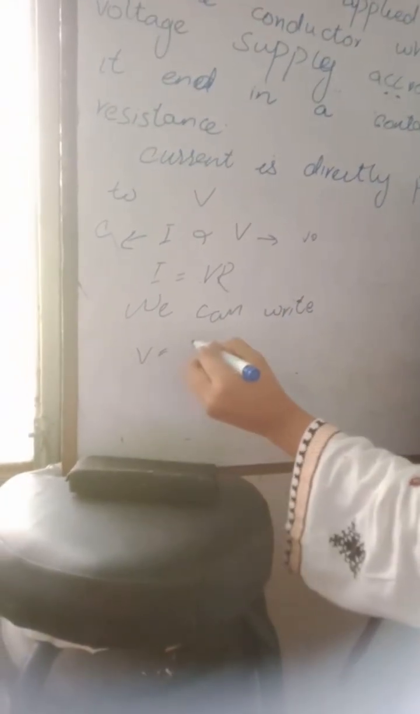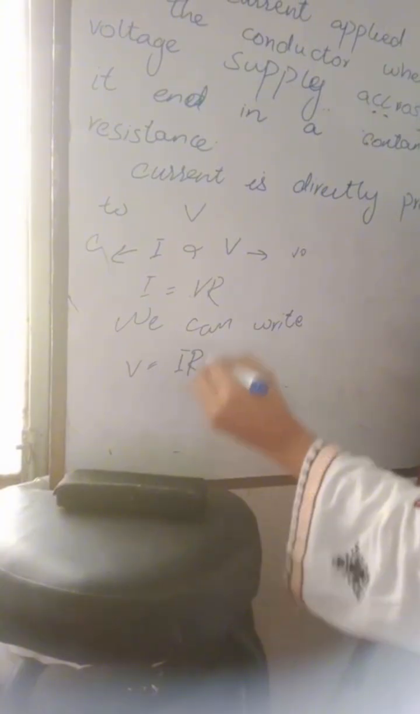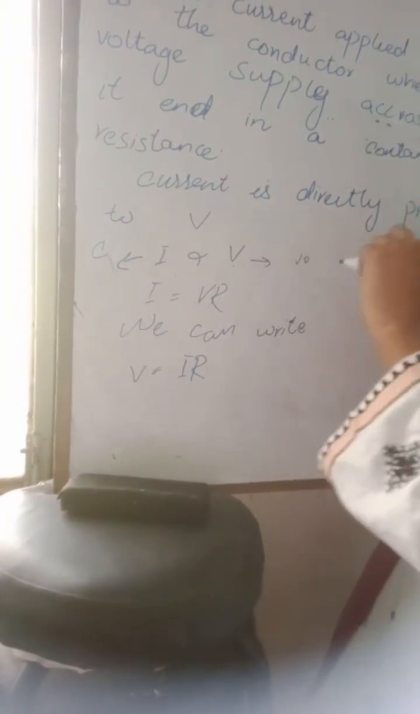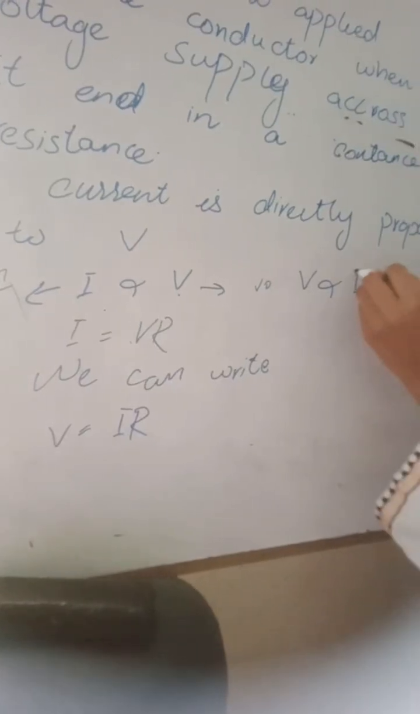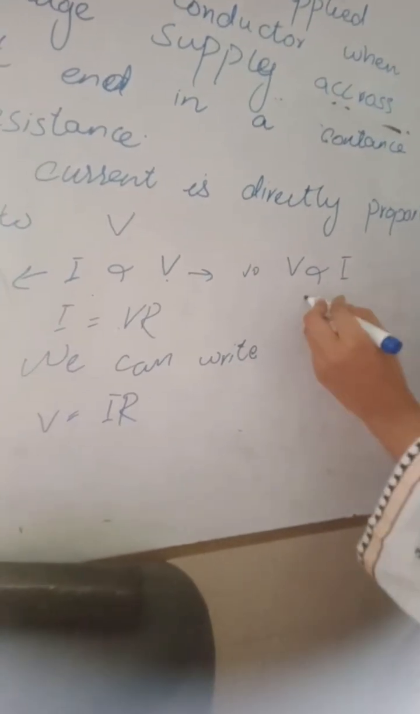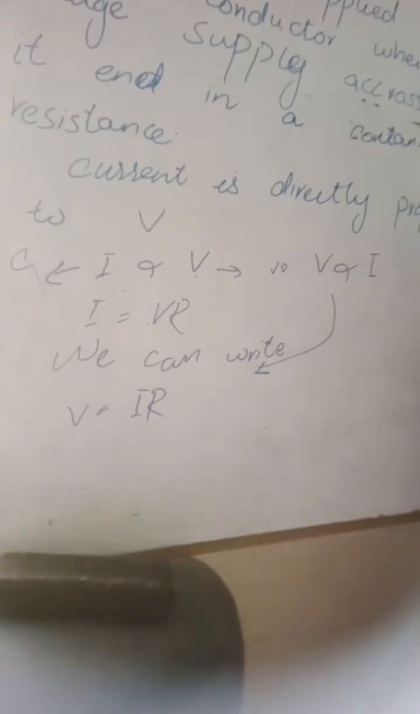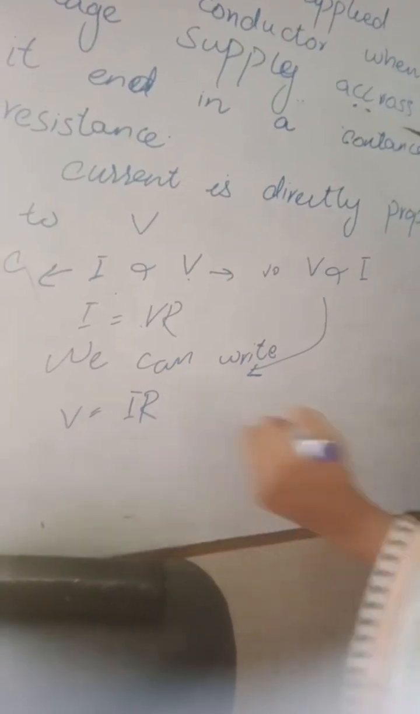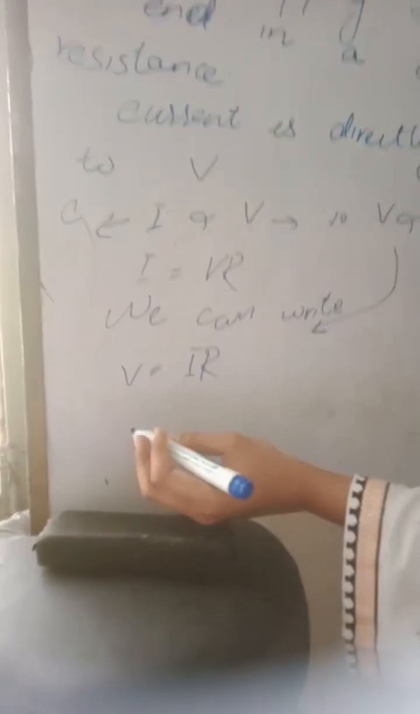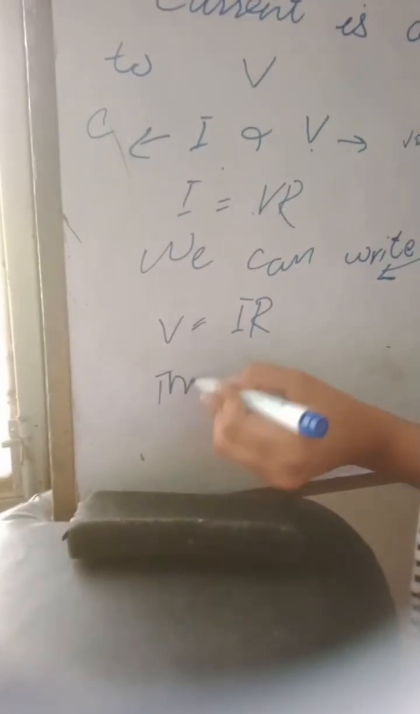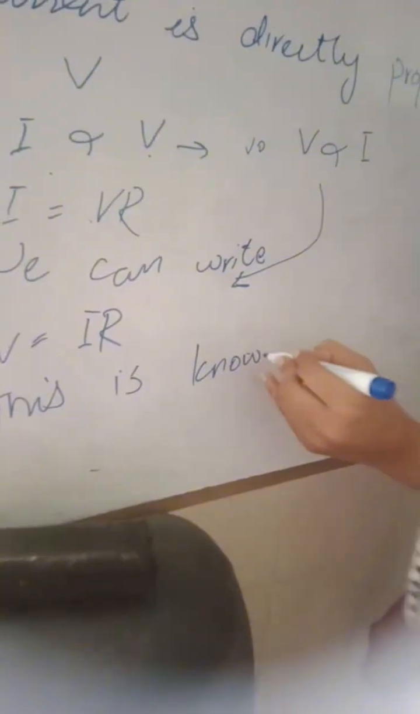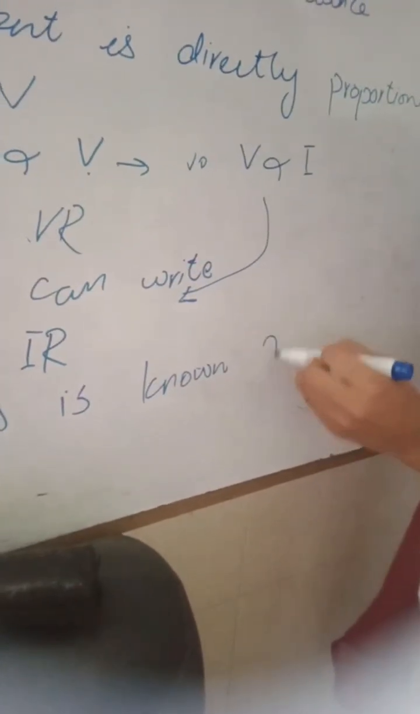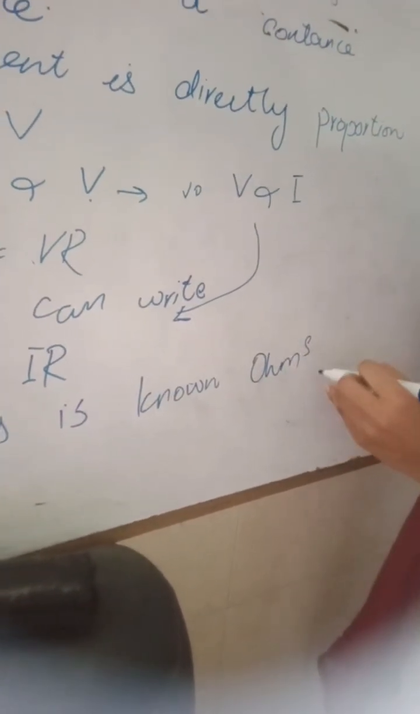We can write V is equal to IR also, because current and voltage both are directly proportional. V is also directly proportional to I. So if the proportionality constant is R here, it would be V is equal to IR. This is known as Ohm's law.